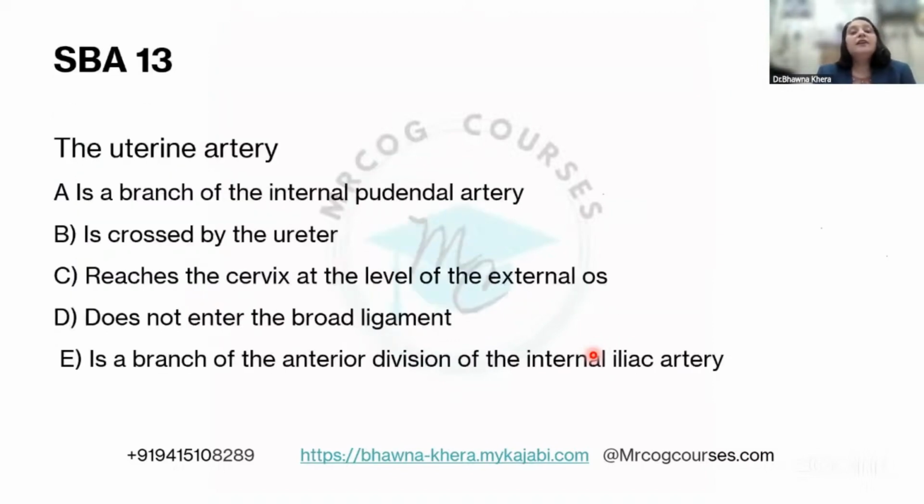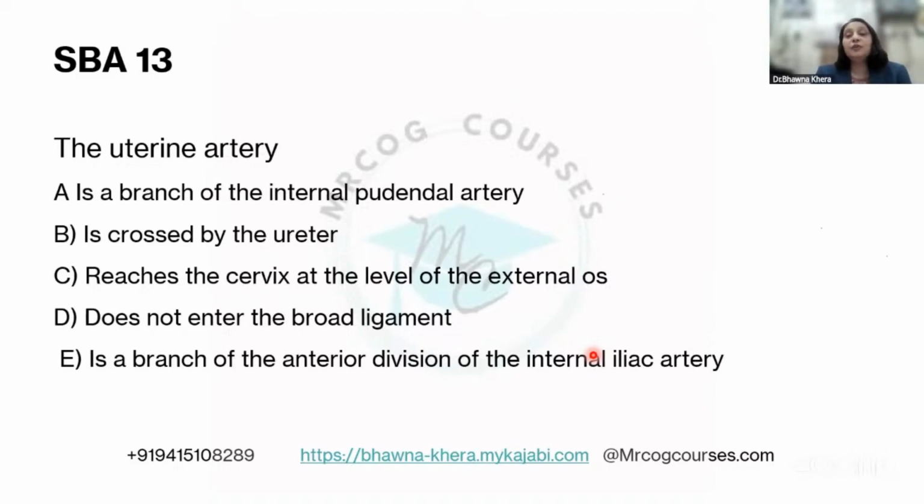Okay, the uterine artery. Options: it is a branch of the internal pudendal artery; it is crossed by the ureter; it reaches the cervix at the level of the external os; it does not enter the broad ligament; and it is a branch of the anterior division of the internal iliac artery, which is the correct answer. Is a branch of internal pudendal artery is not correct. Is crossed by the ureter.